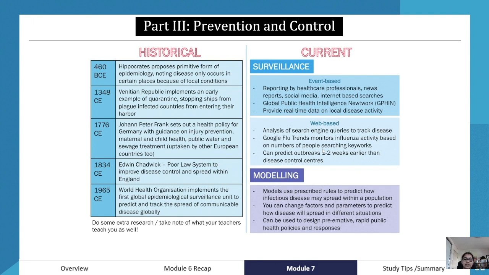Modeling is used to predict how infectious diseases may spread. We saw a lot of this in COVID-19, where they actually showed models on what would happen if vaccinations weren't rolled out, or what would happen if masks weren't made mandatory. So we've seen a lot of that.